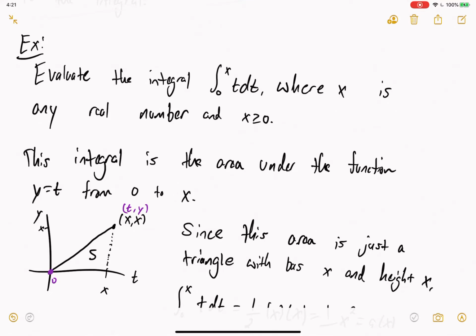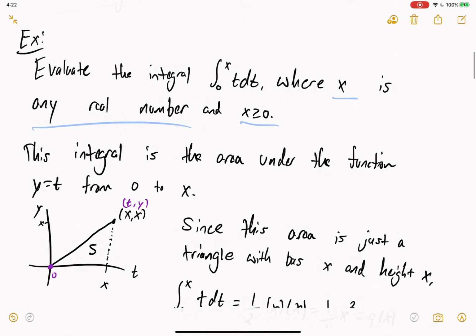So let's just say we're looking at the integral from 0 to x of t dt. Remember that the dt, this part here, indicates what variable you're integrating, and that t is our integrand. Remember that's a function, we want to find the area under the curve. And x is going to be where we're stopping. So x is going to be a real number, and x is going to be greater than or equal to 0. Otherwise, we'd have to do the negative version, but it doesn't really matter.